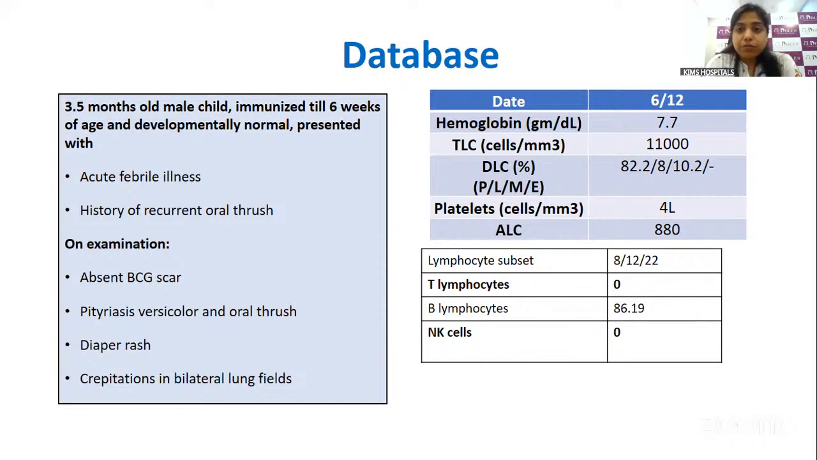In the TLC, even though it was normal, when we looked at the differential, there was a severe lymphopenia. The absolute lymphocyte count for this child was 880. So we did a lymphocyte subset for this child, which showed absent T cells and absent NK cells, and only B cells. So this is a T negative, B positive, and NK negative SCID. This is a common mutation for males. We generally see X-linked SCID, and this child had a mutation in the IL-2RG gene.